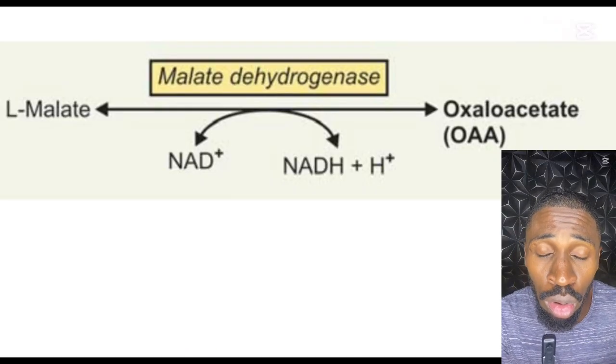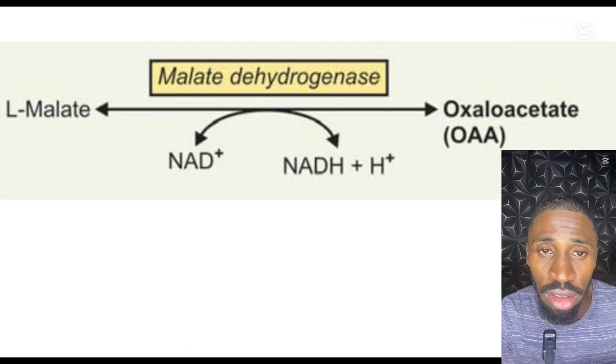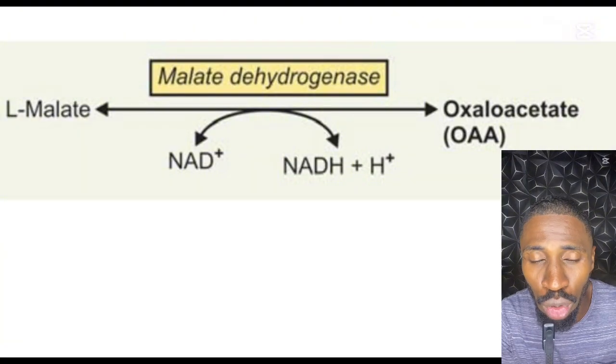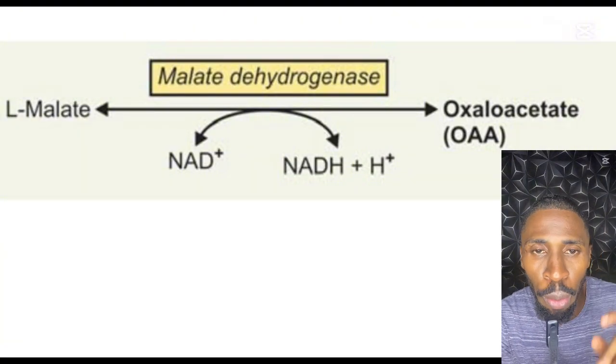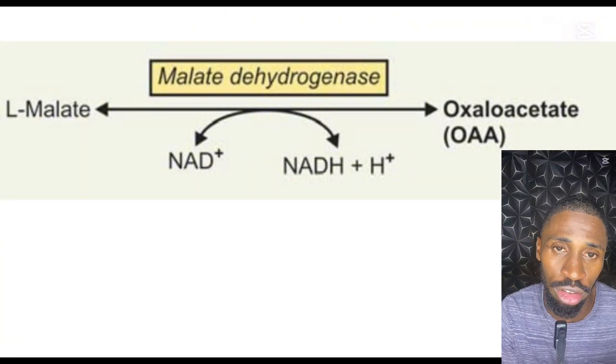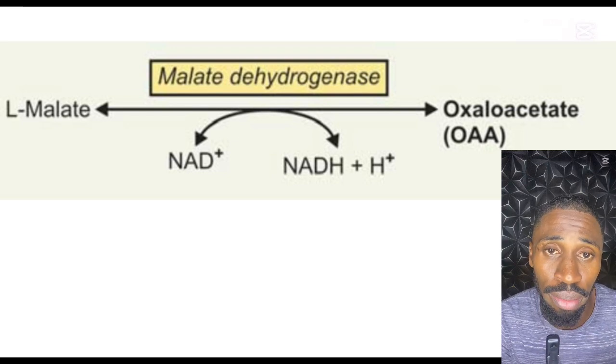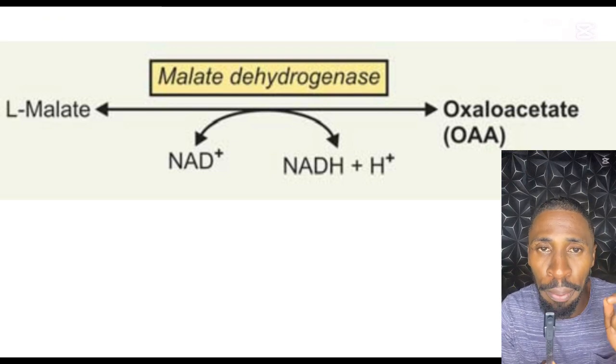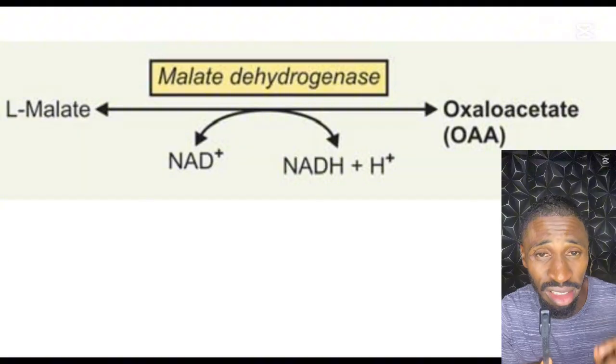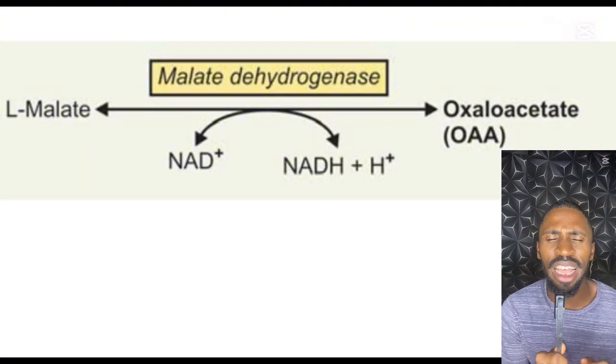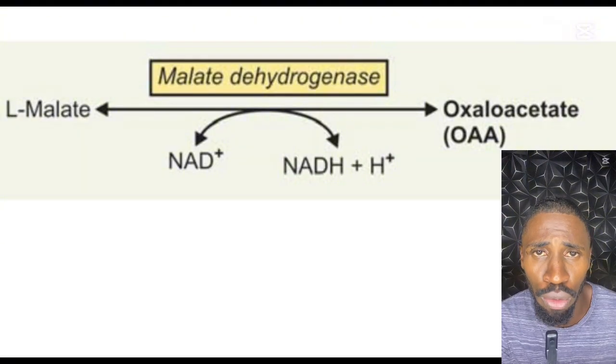If the glucose level is low, OAA can be converted to malate. The malate will be shunted out from the mitochondria into the cytosol for the purpose of gluconeogenesis. We'll talk about that one later. So I hope we have understood now the biochemical pathway of the TCA cycle.